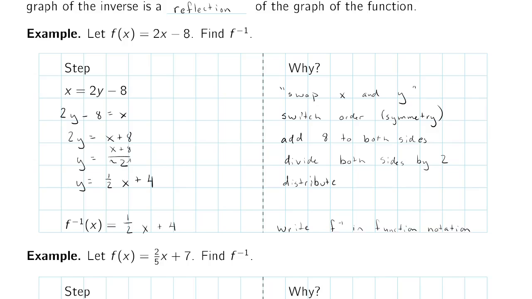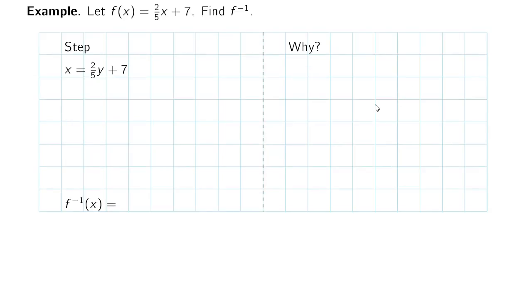Let's see another example where the arithmetic is a little bit more unpleasant. This is basically the same. We're just seeing a second example. Here we have f of x is 2/5 x plus 7. And again, we started with that swap x and y move. And again, next I'm going to switch the order. Right? So I have 2/5 y plus 7 equals x. And you could do these at the same time if you felt like it as well.